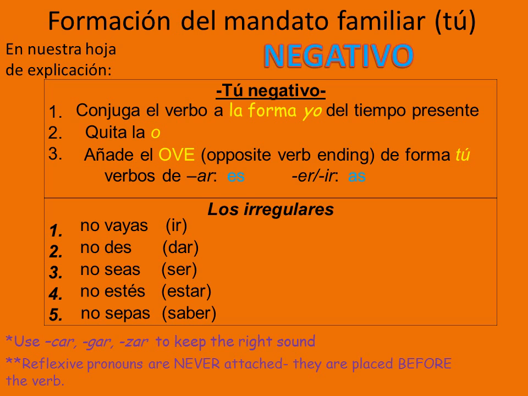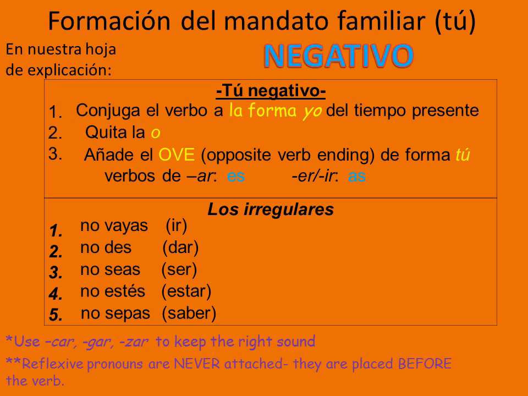Some notes at the bottom of the page that are also important. Although they're not considered irregular, we do have to worry about car, gar, zar, because otherwise the sounds will be off. Because we're using those opposite verb endings, the car, gar, zars apply. That's just a spelling change. It doesn't actually change the way you say the verb.